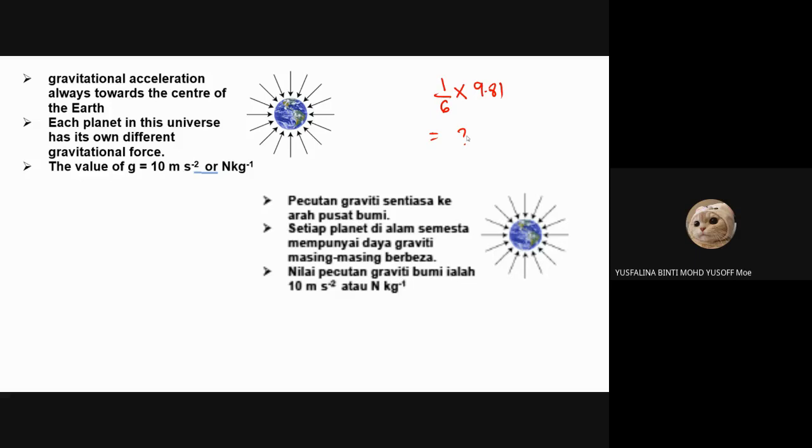Okay, so the value of g: 10 is used for KBSM, but for you in KSSM, we don't use 10 anymore. We use 9.81. So this one you have to change. This is the old syllabus. For yours we are using 9.81 now. So please change the notes there.